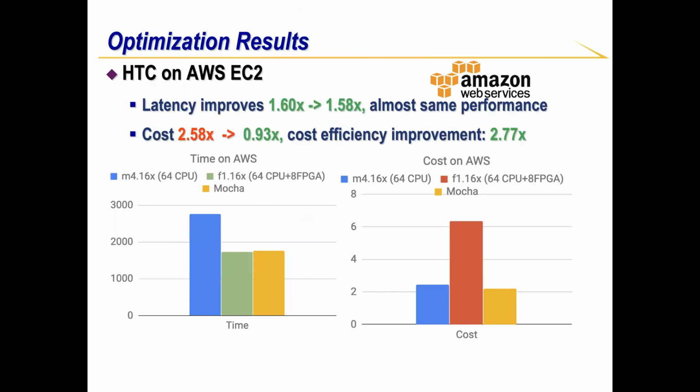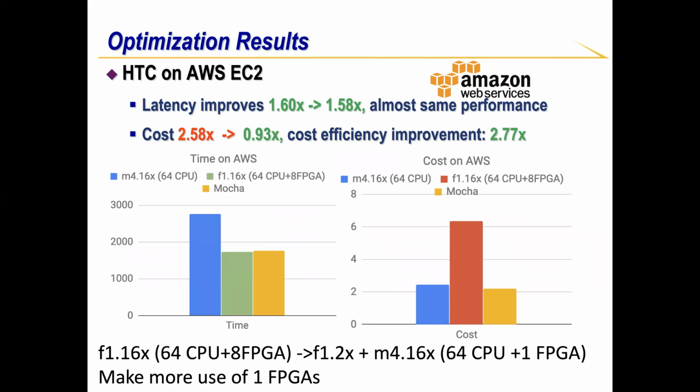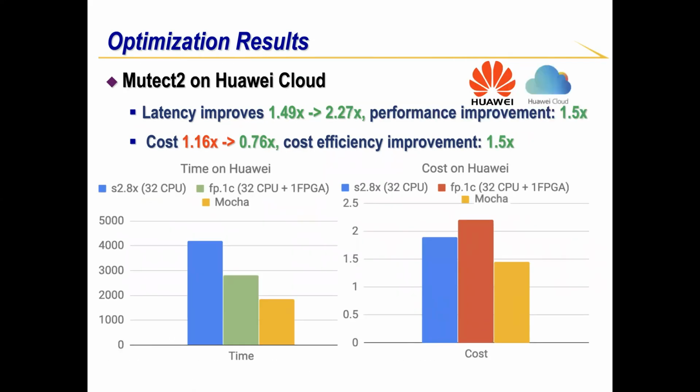By using MOCHA, we bring down the cost by deploying FPGA in AWS by 2.7x with less than 5% performance degradation for HTC applications. And by using MOCHA in Huawei Cloud, we bring down the cost by 1.5x with 1.5x speedup as well in the application runtime. In conclusion, MOCHA provides an optimal CPU FPGA resource allocation in terms of cost in public cloud.